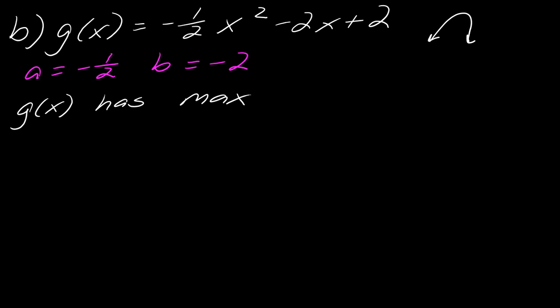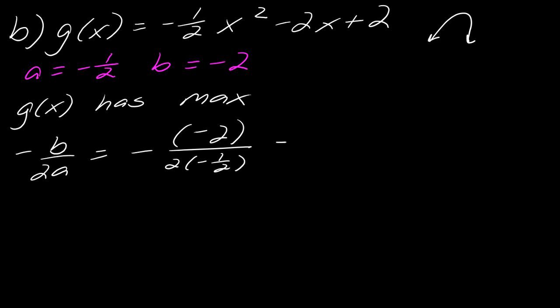Now I can find the vertex, and I'm just going to use that same formula. I need to do -b over 2a. So this is -(-2) over 2 times -1/2, and if I plug all of that in, this will come out to 2 over -1, and this equals -2. Now I plug this -2 into this function up here, so this will be g of -2.